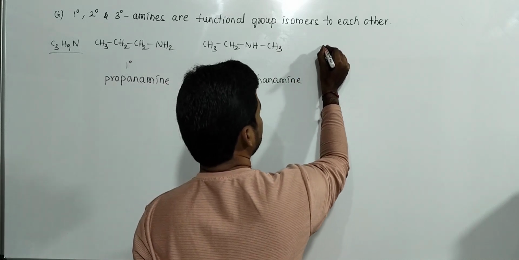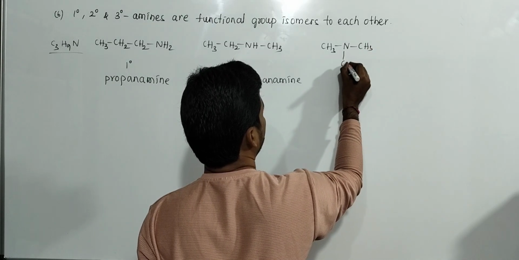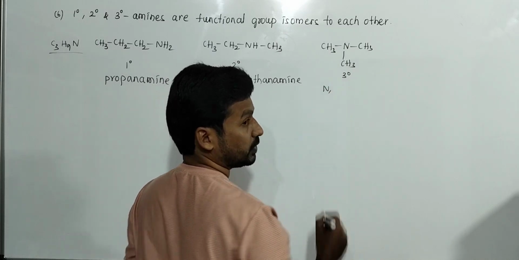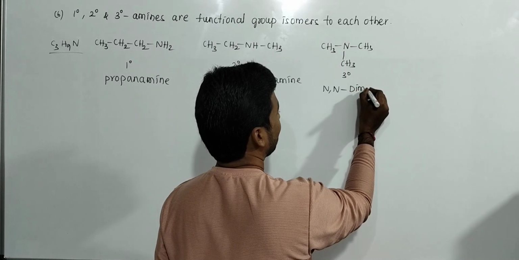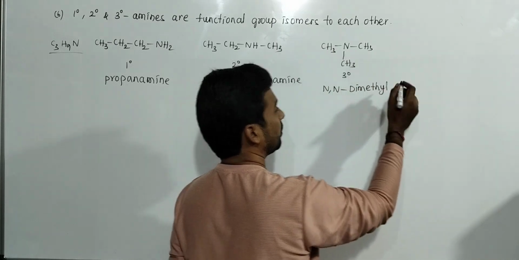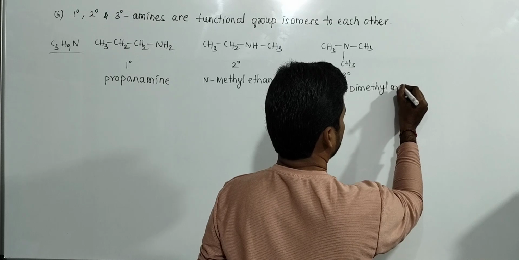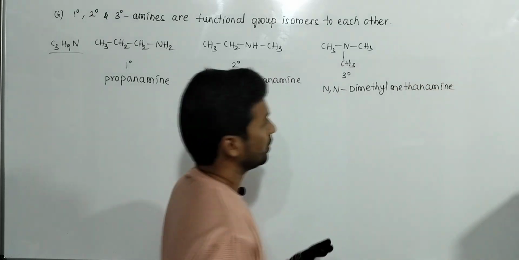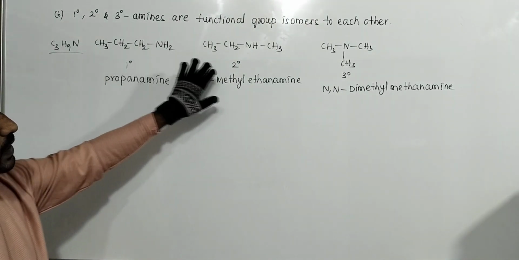Next, the third one, CH3, here CH3. Tertiary amine. So on nitrogen, methyl, second time methyl: N,N-dimethyl. Only one carbon atom in the parent chain, methanamine. N,N-dimethylmethanamine is the IUPAC name. Primary, secondary, tertiary amine.